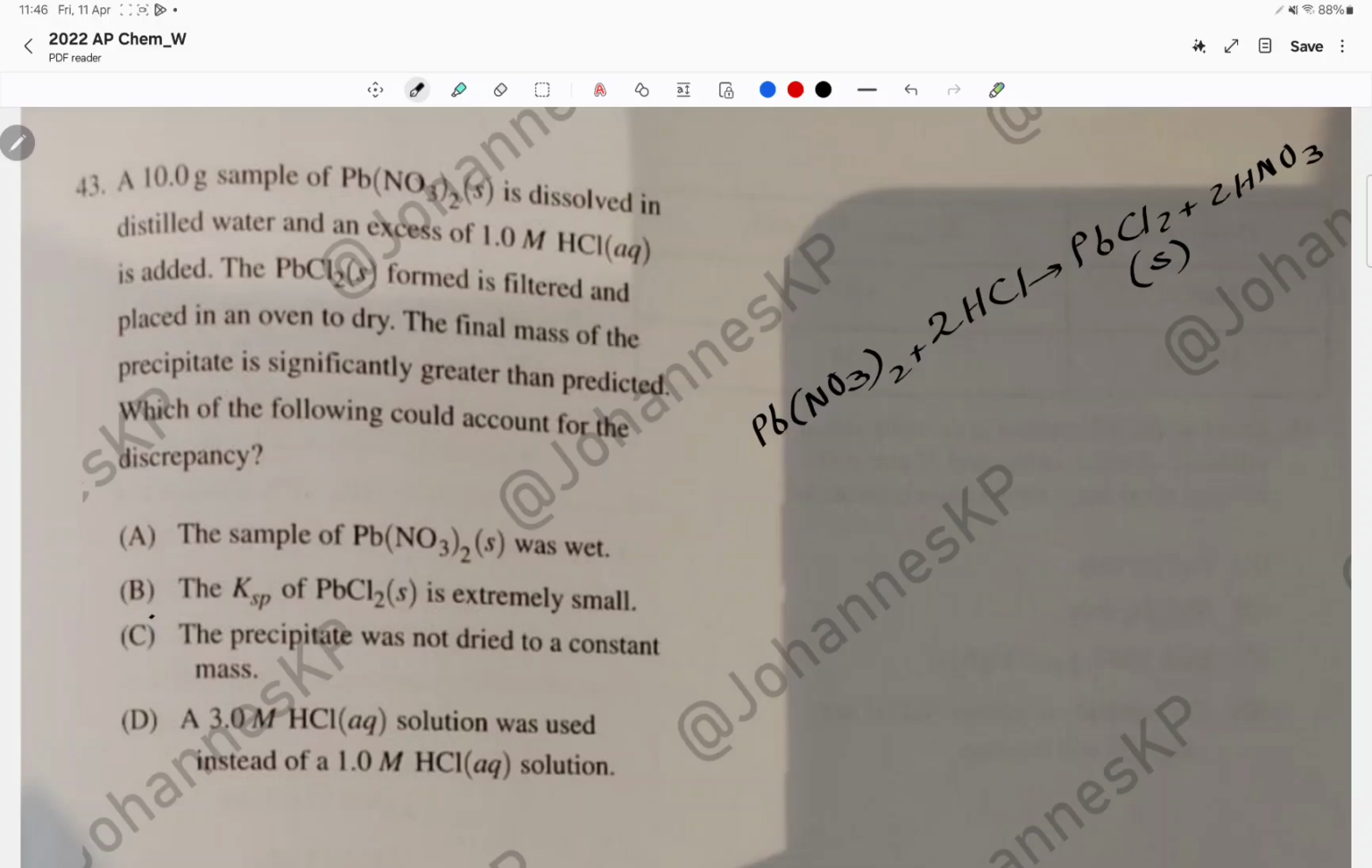So the answer is going to be? A. Right. Wait, no, not the sample of the original reactant, the product, the precipitate itself, basically. Oh, okay. So yeah. Good.